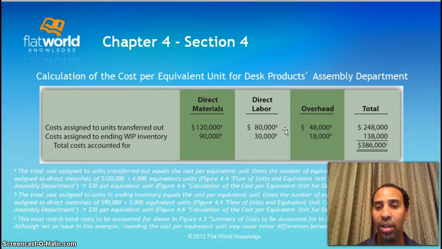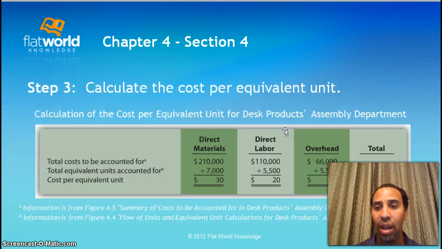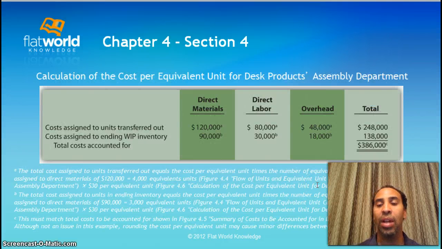And then our last number, we take our 4,000 and multiply it by 12, and our 4,000 times 12 is 48,000. So now you've multiplied those numbers and you've got 120,000 plus 80,000 plus 48,000 is 248,000. Those are all of your costs assigned to units transferred out.